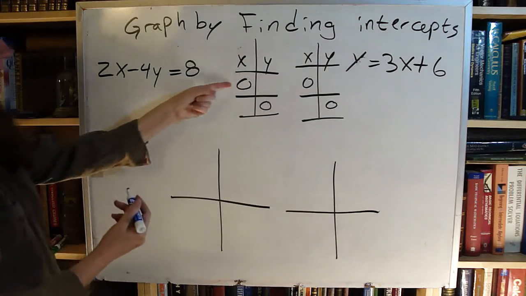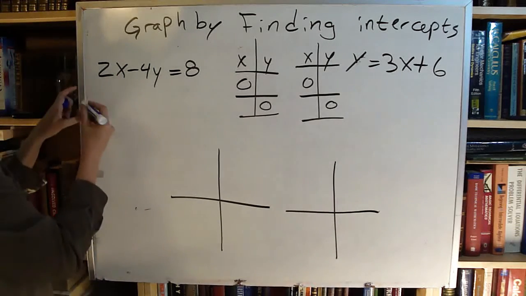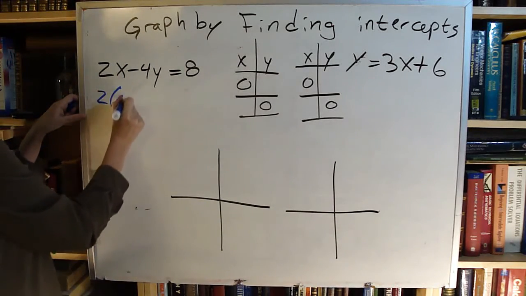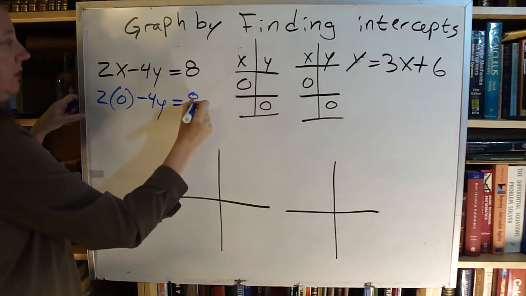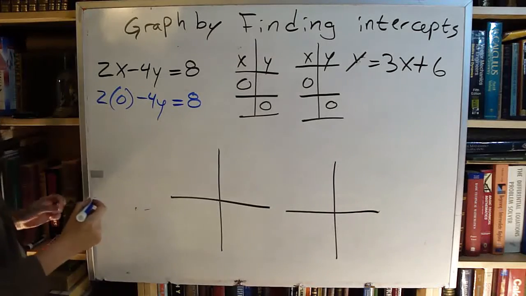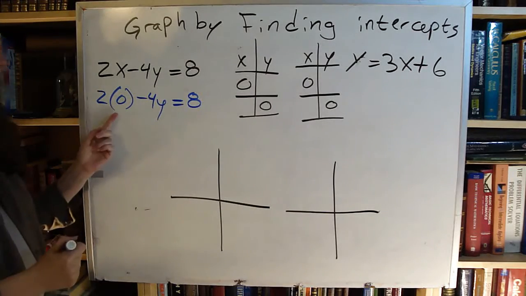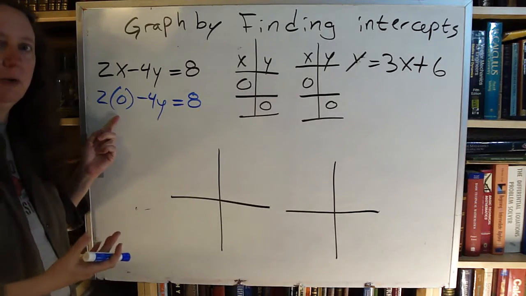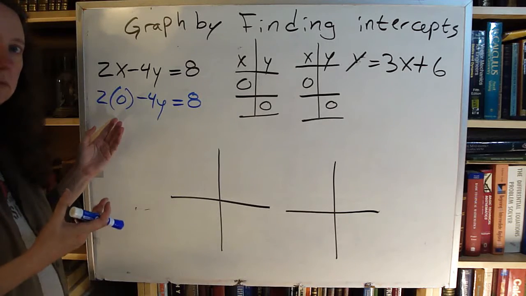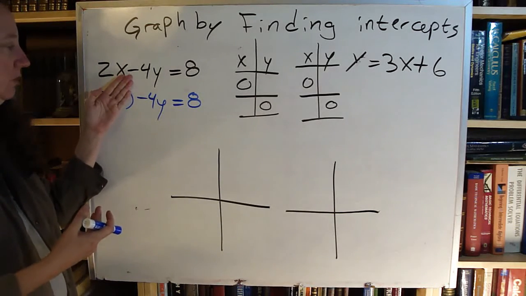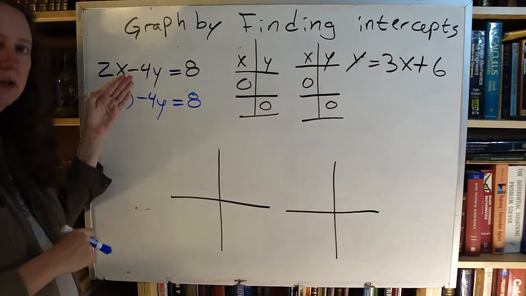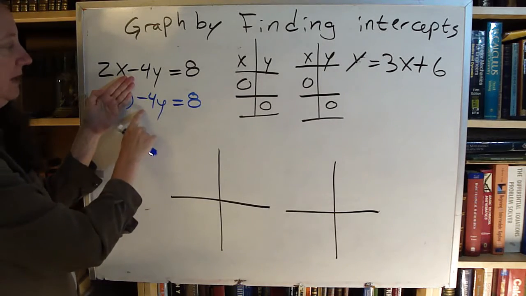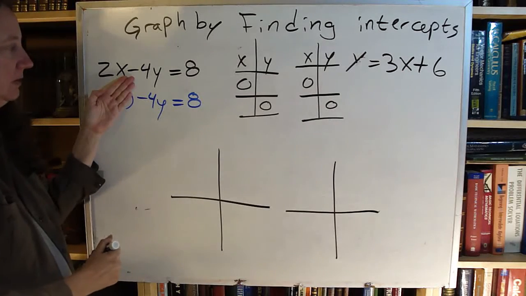So I'm going to replace the x with 0. So this is 2 times 0 minus 4y equals 8. 2 times 0. What is anything times 0? 0. So 2 times 0 is 0. 0 plus or minus anything, the 0 doesn't change it. So I have just negative 4y equals 8.